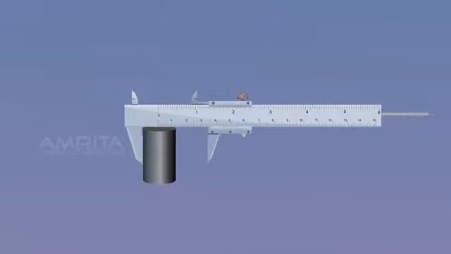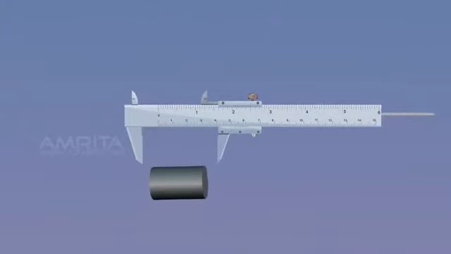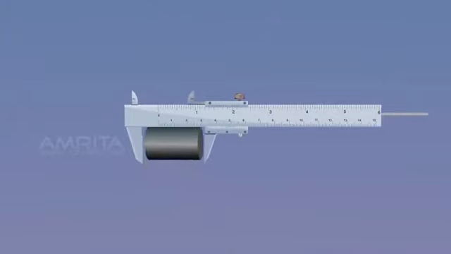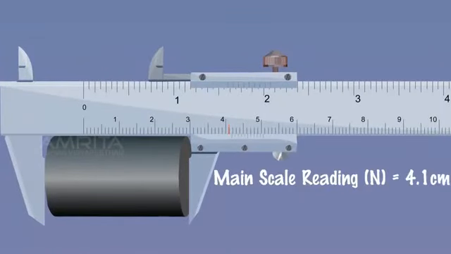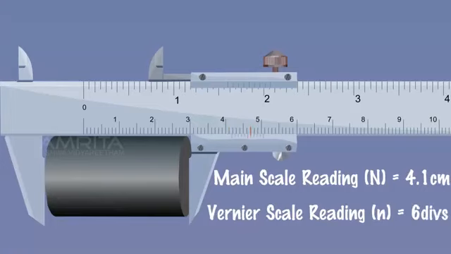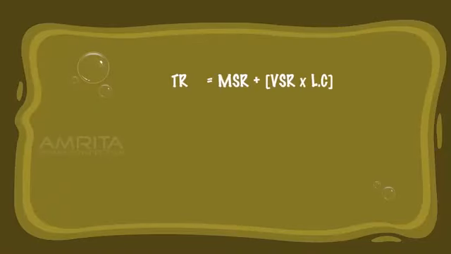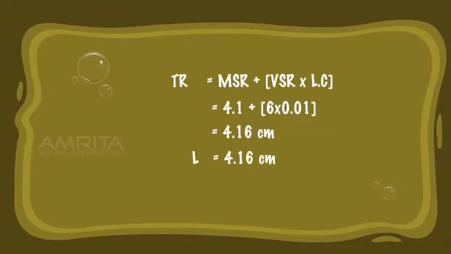Now, place the cylinder lengthwise in between the outer measuring jaws of the vernier calipers and note its MSR and VSR readings. Calculation: TR is equal to MSR plus VSR into least count. That is equal to 4.1 plus 6 into 0.01, which is equal to 4.16 centimeters. That is L is equal to 4.16 centimeters.